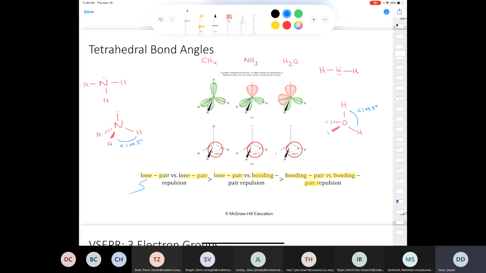The reason the lone pair is going to have even more repulsion than a bond is because these electrons are not shared, right? They're just ready to repel whatever comes near them. Whereas electrons in a bond are shared, okay? They can participate in repulsion, but they're also participating in forming a bond. Give me a thumbs up if you follow me on the new molecular geometry that we've learned.